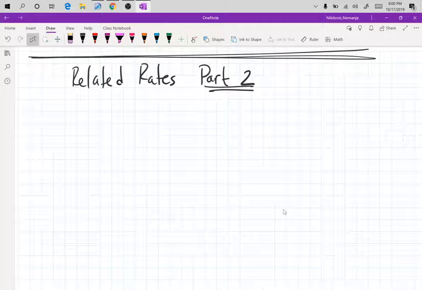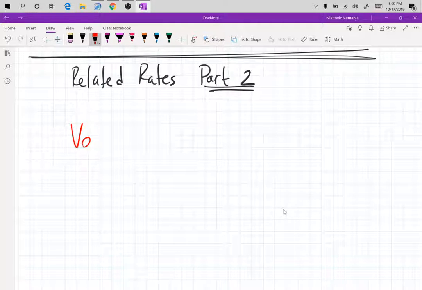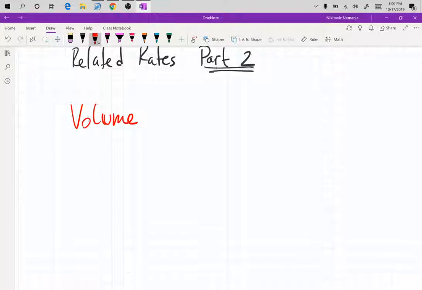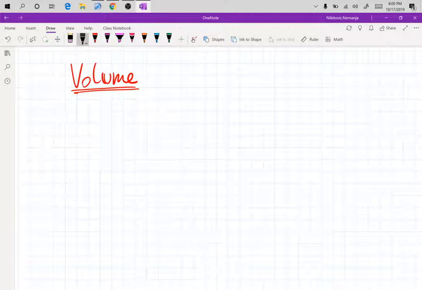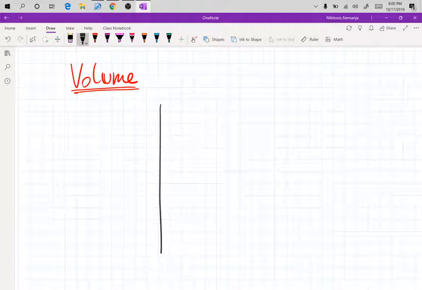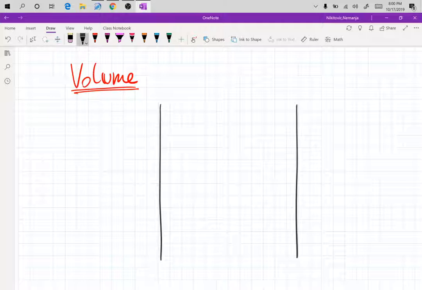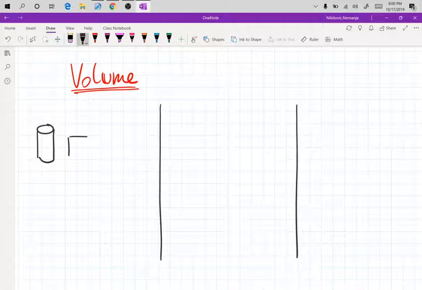So we are going to focus now on volume. And when we discuss volume, we're going to focus on 3 types of shapes. The first shapes are prism-like. So that would be a cylinder, cube, or a box, right? Stuff that looks like that.